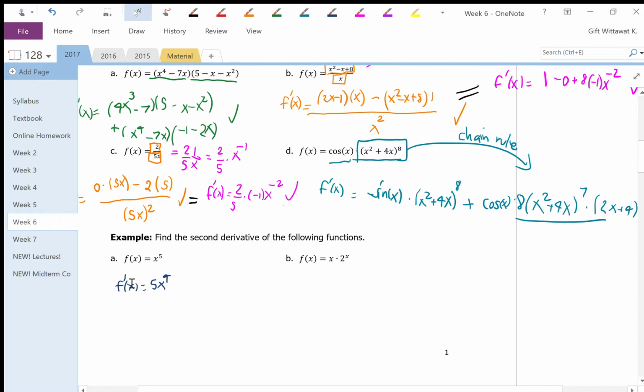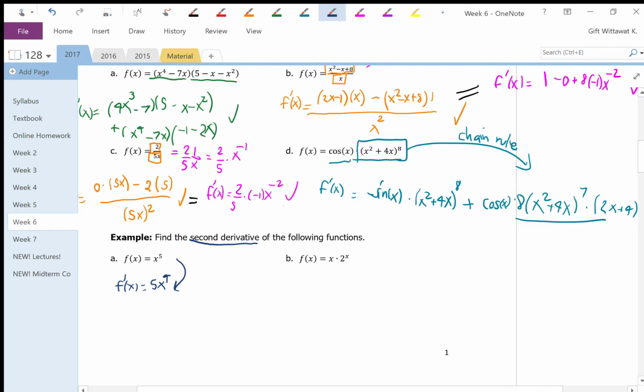Now, some of you may think, but wait a minute, 5x to the 4, this is just another function. So can we find the derivative of this guy again? Well, you certainly can, and that is called the second derivative. So the second derivative is actually just the derivative of the derivative.